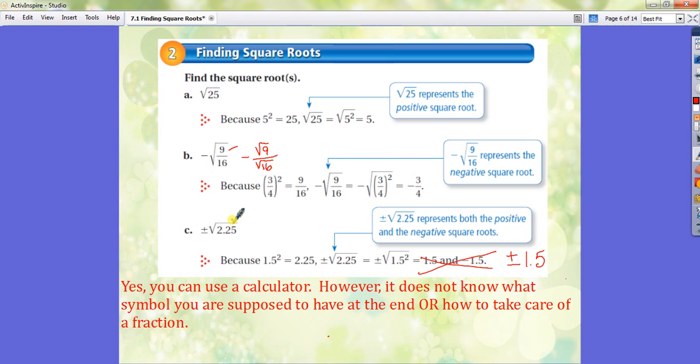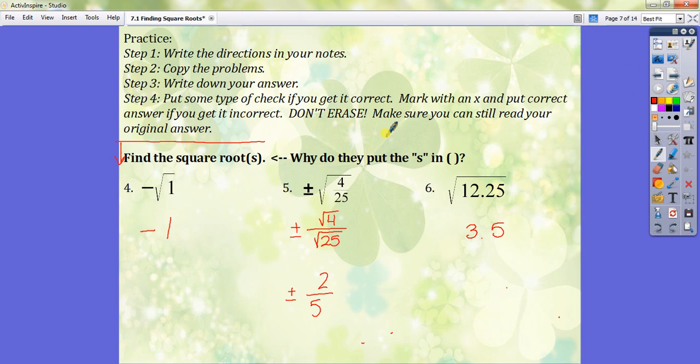And this one, you can pop it into a calculator. Sometimes the calculator asks you to type the radical sign in second. Sometimes it asks you to do it first. It depends on the calculator. But when you do that, it'll give you 1.5, and then you need to put that plus or minus symbol in the front, because this is really 2 answers, a positive 1.5 and a negative 1.5. So yes, you can use a calculator for all of these, but it doesn't know what symbol you're supposed to have at the end or how to take care of a fraction for you. You need to do those things on your own.